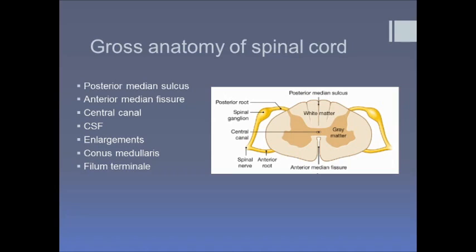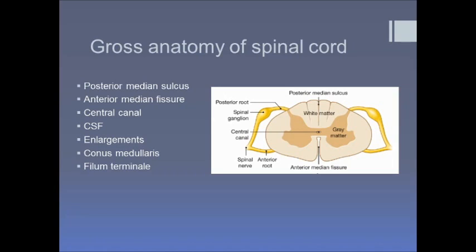The gross anatomy of the spinal cord: there is a posterior median sulcus. A sulcus just means where there's a groove in between a section of tissue. There's an anterior median fissure. A fissure is a little bit deeper than a sulcus, as you can see here. There's a central canal that goes through the middle of the spinal cord. So this is a cross-section of a spinal cord. This is as if you were to cut it in a transverse segment and then look down at it.